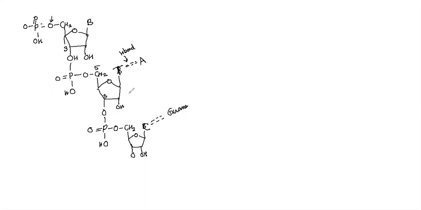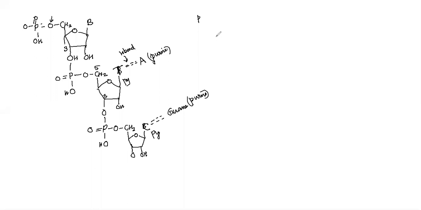And please remember, adenine and guanine are purine bases, and thymine and cytosine are pyrimidine bases. Meaning, a purine base is bonded with a pyrimidine base. Let us see how the bonding occurs.